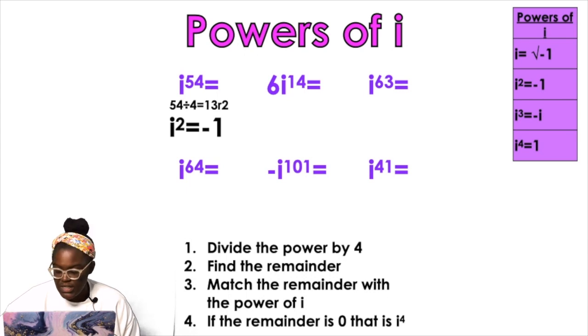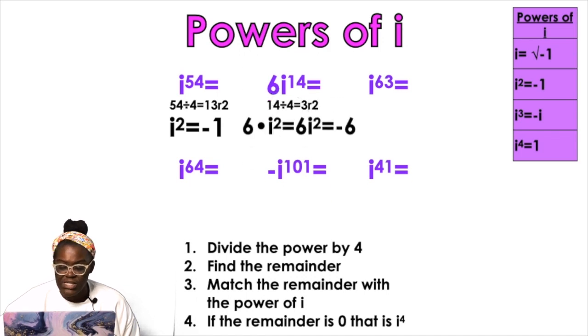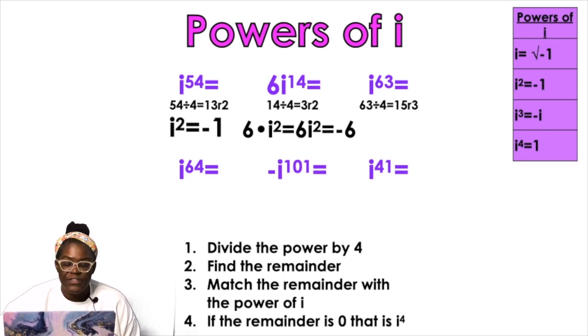So then we'll go to the next one. The next one is a little funky, because what do I have? I have 6i to the 14th, which equals what? So we're going to take 14 first and divide that by 4. 14 divided by 4 is 3 with a remainder of 2. So I would look at i squared and I would say 6i squared. But we know that i squared is really what? Negative 1. Okay. 63 divided by 4 is 15 with remainder 3.